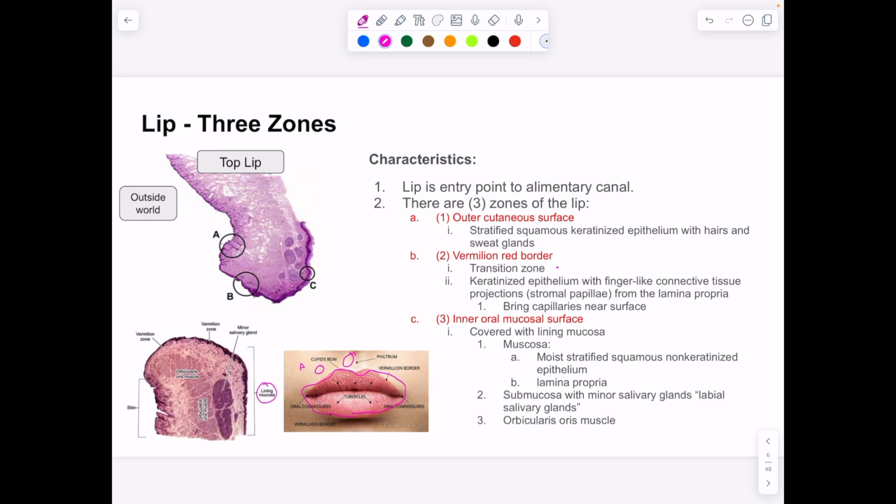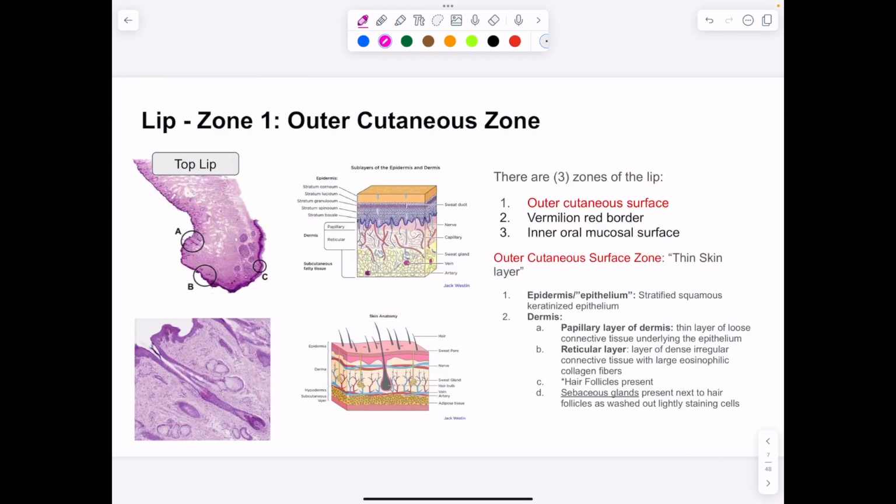So the outer cutaneous surface is quite literally just thin skin. It's stratified squamous keratinized epithelium with hairs and sweat glands. The vermilion border, as we said, is a transition zone. It's keratinized epithelium with finger-like connective tissue projections that bring capillaries near the surface, which is why lips look red. Then we have our inner lining mucosa, which is stratified squamous non-keratinized and lamina propria, and then it will have minor salivary glands, aka the labial salivary glands, with it, as well as the orbicularis oris muscle, which is responsible for being able to move your lips. Okay, so we'll get into all three of those, starting with the outer cutaneous zone.